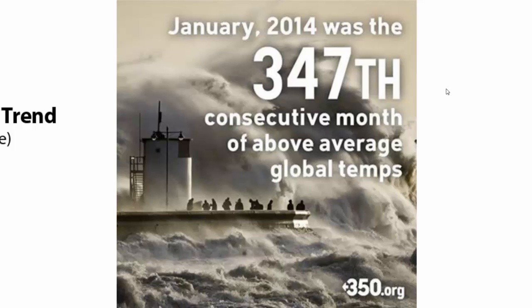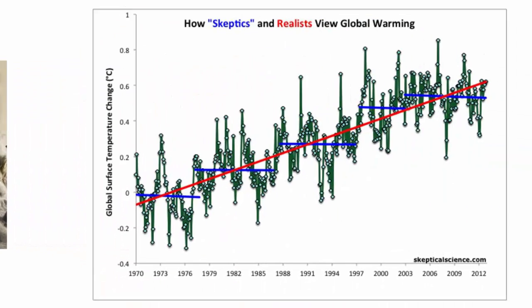Well, January 2014 was the 347th consecutive month of above average global temps, which I find to be significant. And if you watch the news this week, May 2014 was the warmest May in the history of the planet, if we've been keeping records. So I think that we can safely say that we know that something's happening, and we know that the science is beginning to support that.